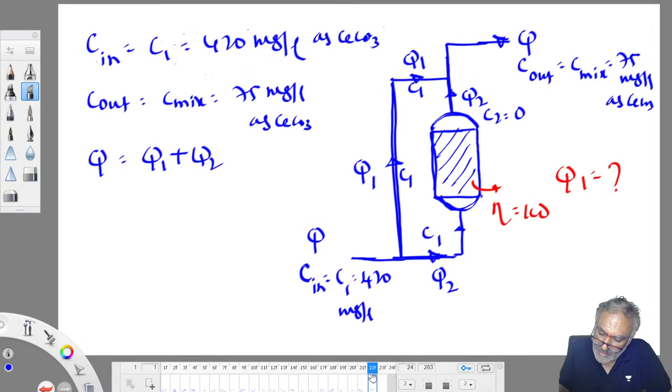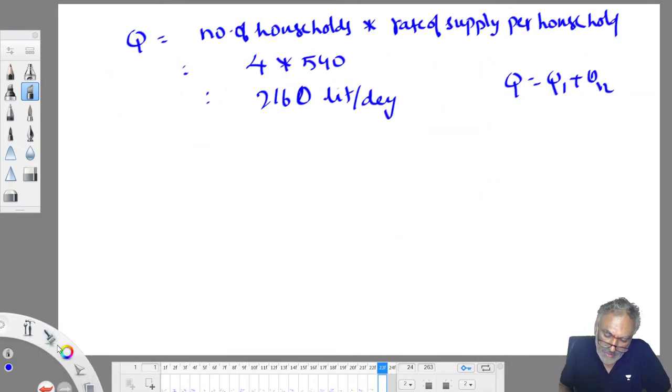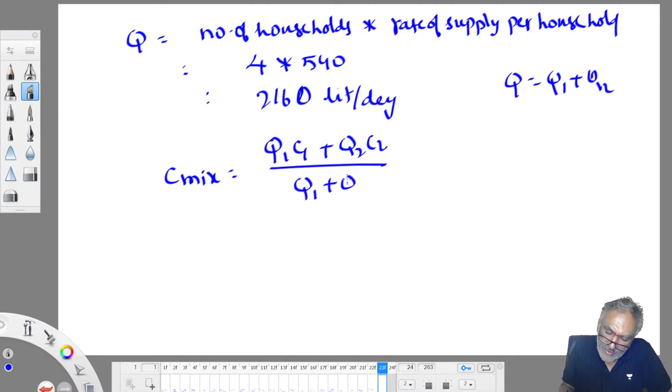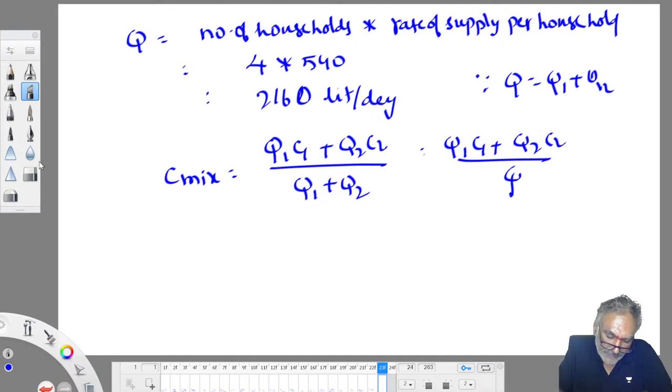Then I write the C mix equation, the mix formula. When two or more solutions are mixed, the concentration of the mix, C mix, is equal to Q1 into C1 plus Q2 into C2, divided by Q1 plus Q2. Mass in is equal to mass out. So it is Q1 into C1 plus Q2 into C2 by Q, since Q is equal to Q1 plus Q2.